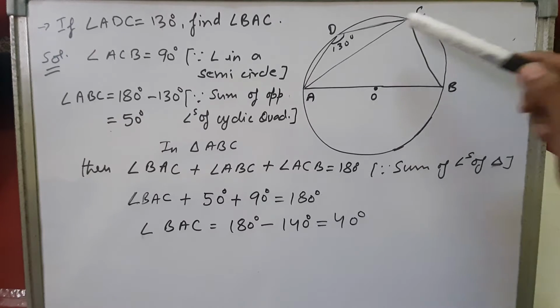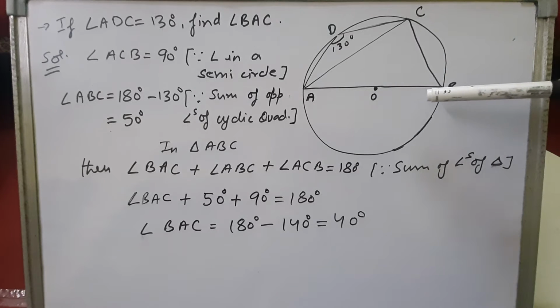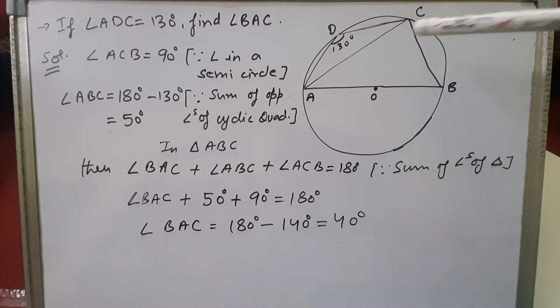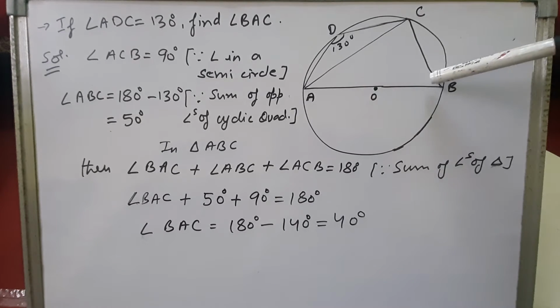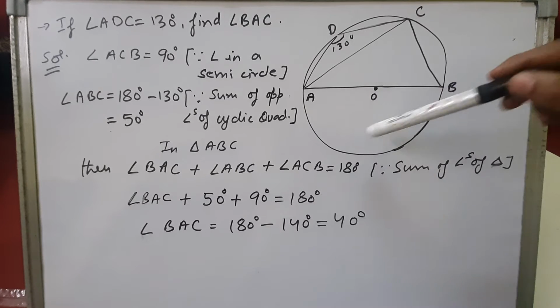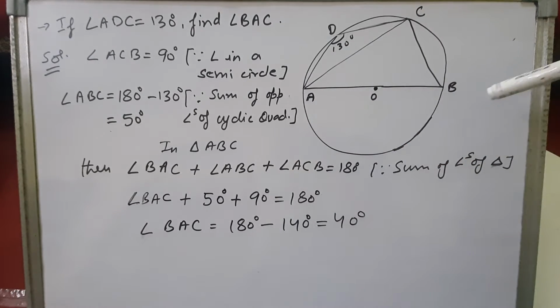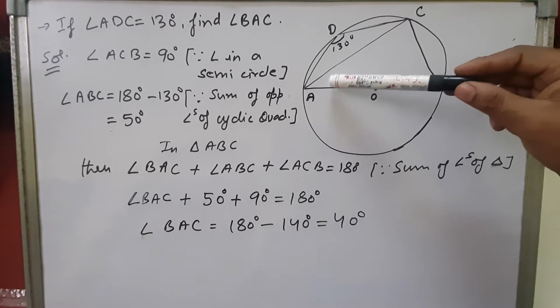Now ABCD is a cyclic quadrilateral, and there is a theorem of cyclic quadrilaterals that the sum of opposite angles is 180 degrees. So if this is 130 degrees, this angle will be 180 minus 130, which is 50 degrees. Now we have to calculate the value of BAC, this angle.